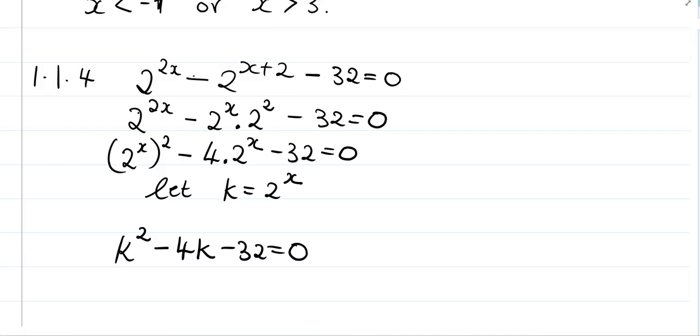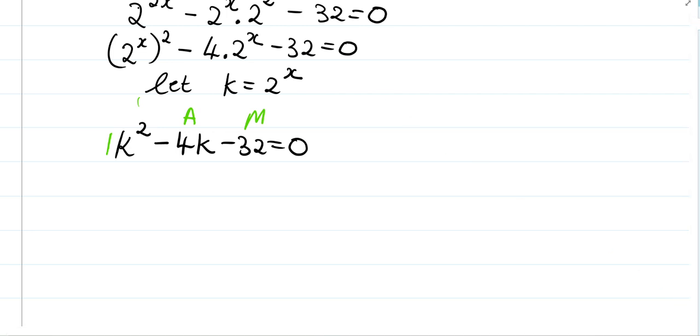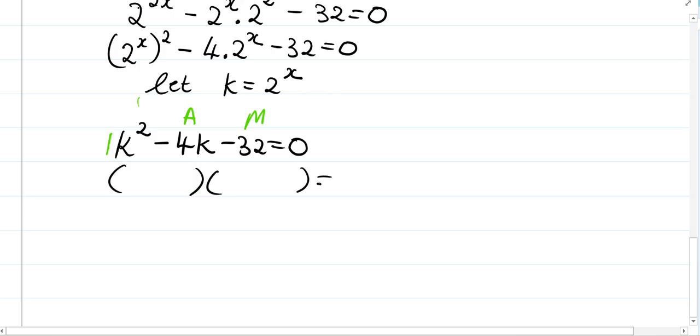And then it goes back to that thing that we spoke about. How do you factorize? Because our coefficient of k squared here is 1, I'm going to look for two numbers that when I multiply, they give me -32, and when I add, they give me -4. So how do I go about doing that? I open two brackets. Factors of k squared is k and k. And then the two numbers that when I multiply, they give me 32, but when I add, they give me -4.